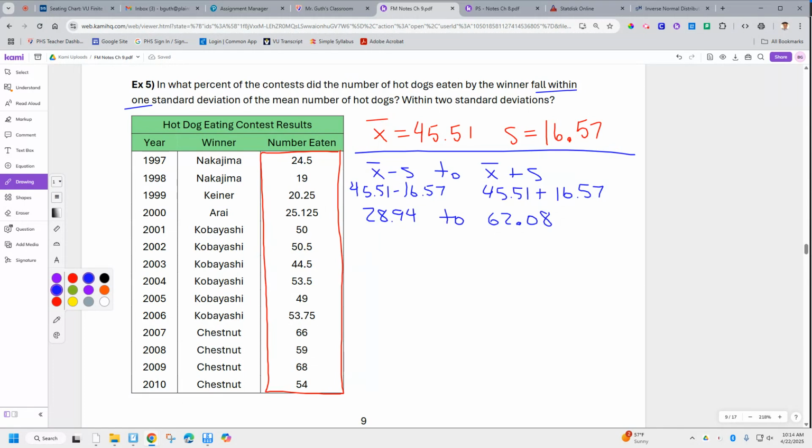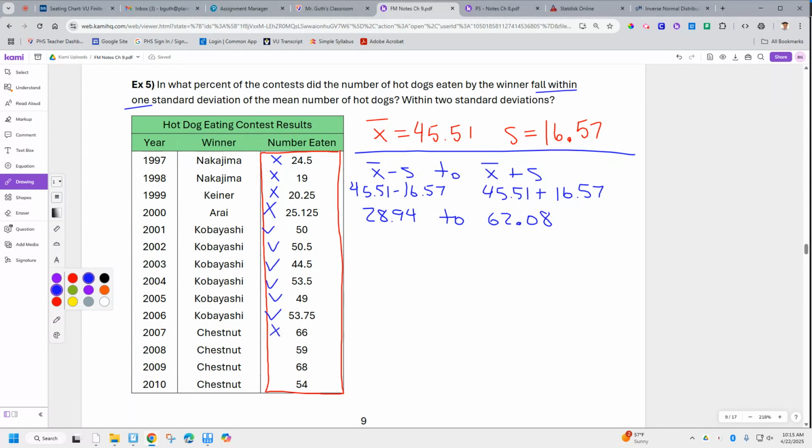I could reword the question to say, what percent of the contests did the number of hot dogs eaten fall between 28.94 and 62.08? That's an easier way to understand the question. Look at the numbers. How many of them are between? This one's not in between. This one's not in between. Not. This one is, this one is, this one is, this one is, this one is, this one is. These are all in between those numbers.